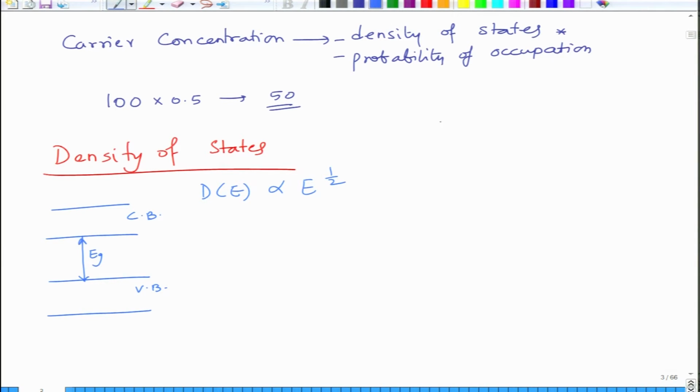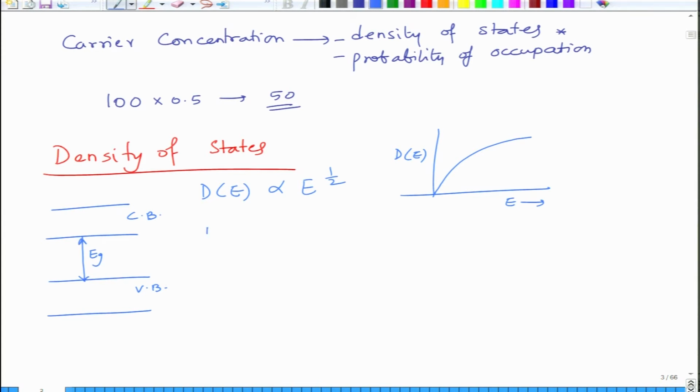So if you plot just D as a function of E, it is basically a parabolic sort of behavior, or a square root relationship. dE goes as square root of E in this fashion. Now when you plot it, for a semiconductor you have a conduction band and a valence band, so you need to plot the density of states in both the bands.